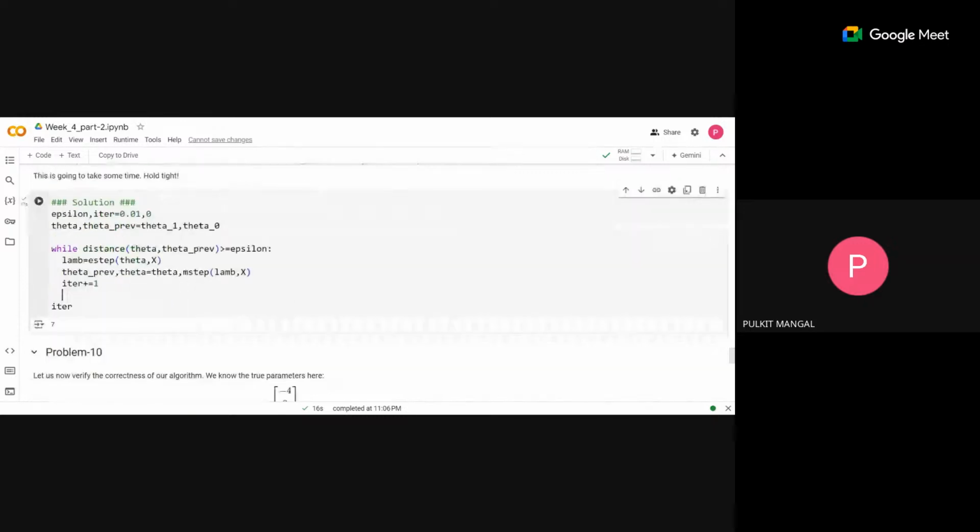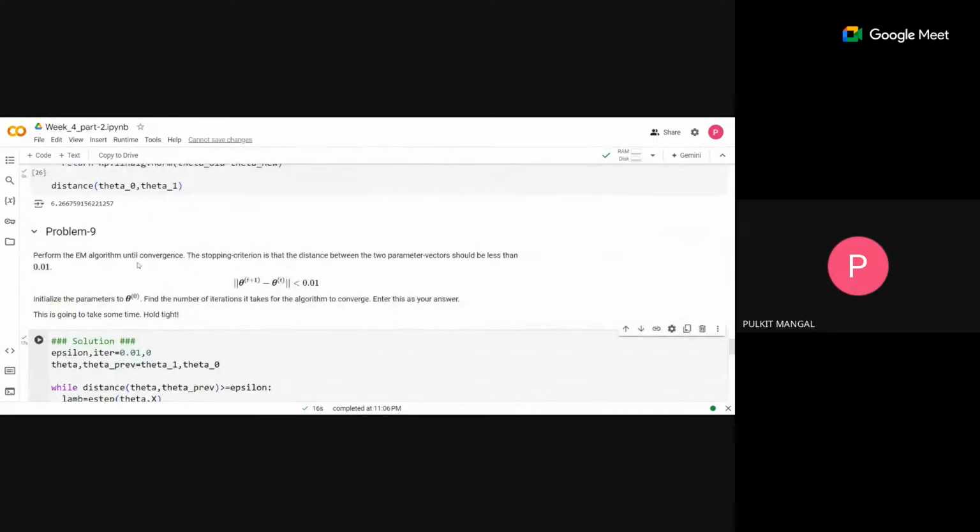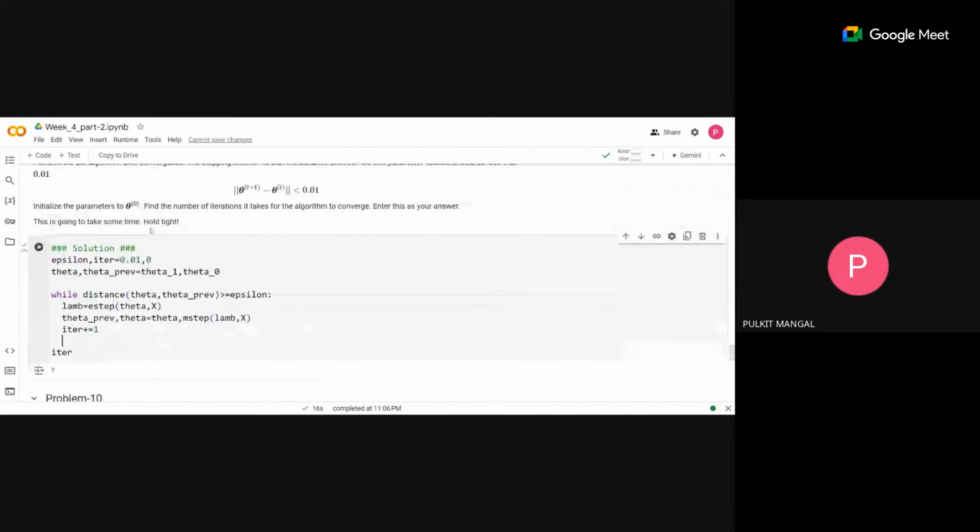Why did we get 7? Can you please explain what the error is? The answer was, I guess, more than 7. The answer was not 7. Let me check the answer. Okay, 72. First of all, it should not converge this early, because as it is also written, it will take some time.